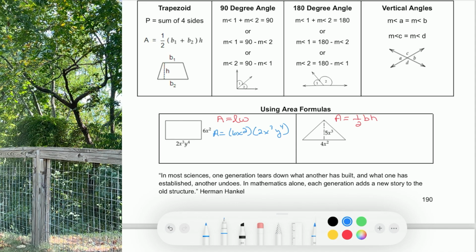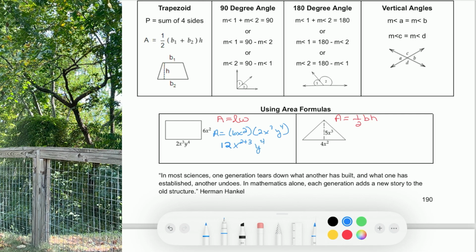So 6 times 2 gives me 12. Let me write that a little bit lower just so it's a little more spread out here. It's 12. And then x squared and x to the 3rd, I need to combine those with the product rule. So that's x to the 2 plus 3. And do the same thing with my y. Oh, I only have one y, so that just stays y to the 4th. Simplify that. I get 12x to the 5th, y to the 4th. And that one is done.